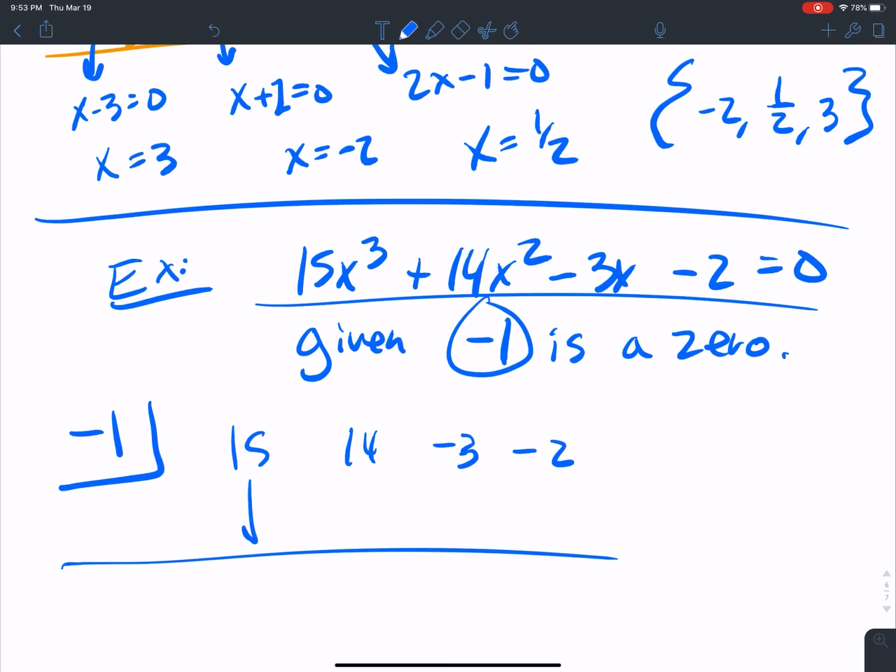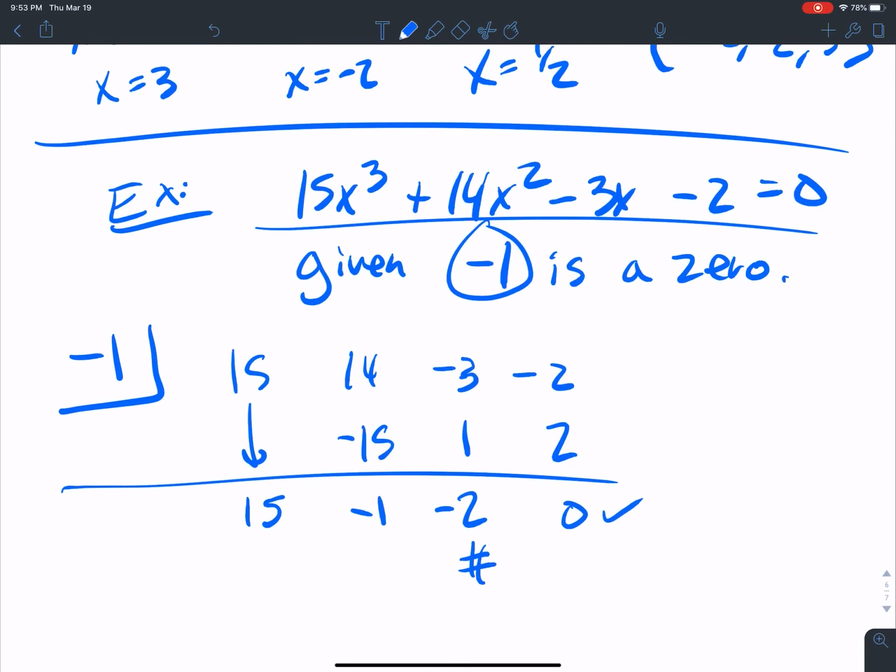Okay? Draw a line, drop it down here. 15 and negative, that's negative 15. Add them, get a negative 1. Multiply, negative 1 and negative 1, make 1. Add them, negative 2, negative, negative, make a positive 2, gives me the 0, which is what I want. Constant, x, and x squared.